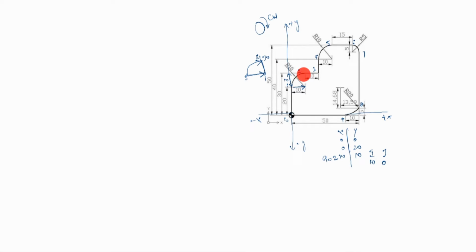After that, this to this. So the tool is here. This to this means X is 10, and Y is 0 in this case. Here the Y is 0. X is 10, Y is 0. Up to here we finished.